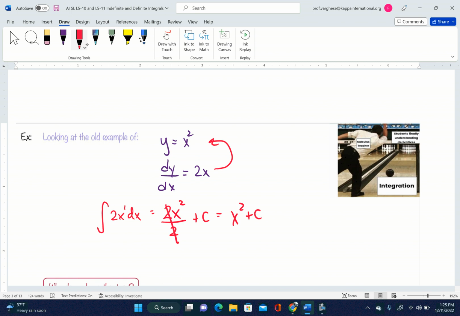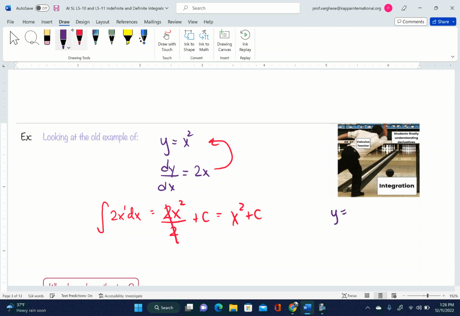So to do that again, just to recap, you take your coefficient and your variable, put them down, take the exponent, add 1 to it, so 1 plus 1 is 2, and this same 2 goes on the bottom, the 2's cancel out, and so it's going to be x squared plus c. Okay, why do we use the c? Let's talk about that a little bit.